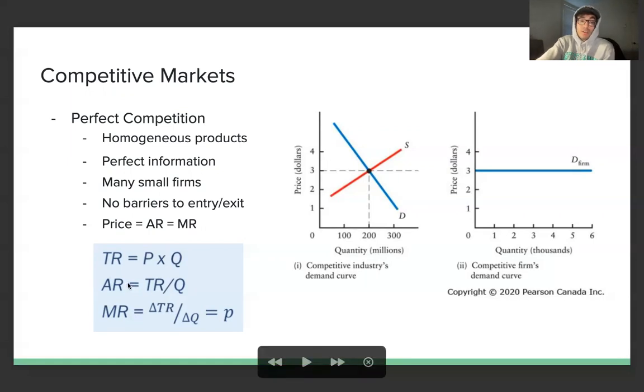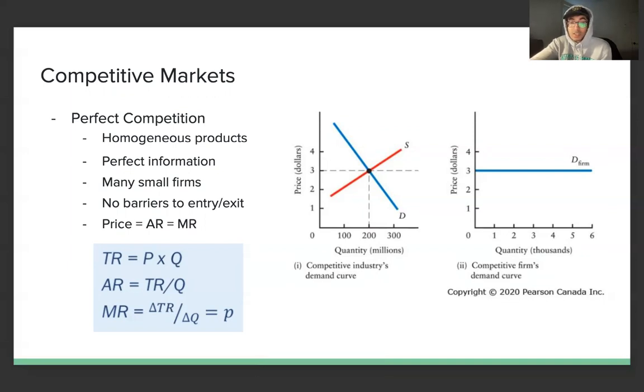And that's why you have price equals average revenue equals marginal revenue, because marginal revenue is just whatever you get from selling one more unit of good. And since the price is fixed, what you're going to earn from that extra unit is just the price itself. So MR equals AR equals price is what we get in a perfect competition setting.